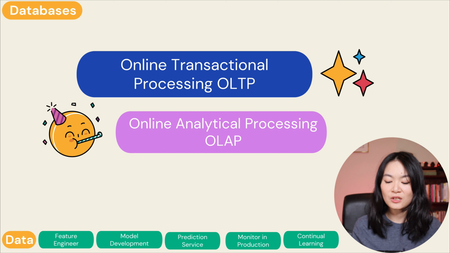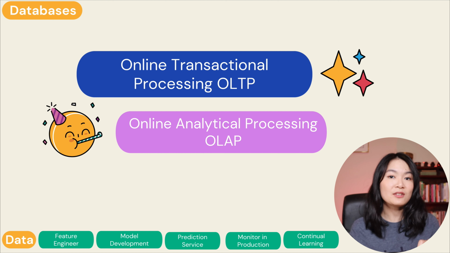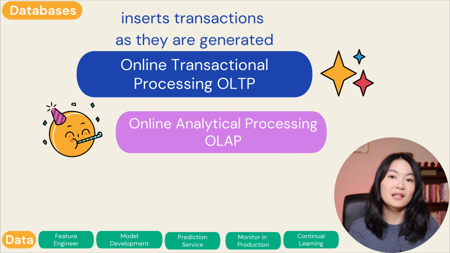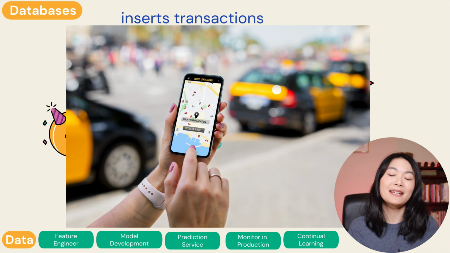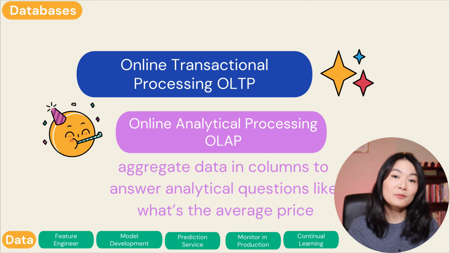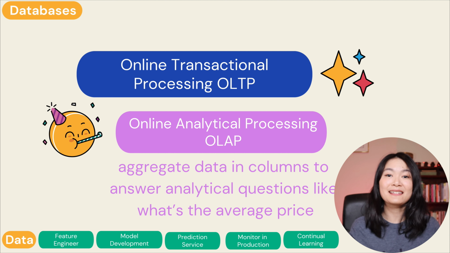This book mentioned two types of workloads that databases are optimized for. The online transactional processing, OLTP, which inserts transactions as they are generated. An example of a transaction can be tweeting or ordering a ride. The online analytical processing, OLAP, is designed to aggregate data in columns to answer analytical questions like what is the average price. Both OLTP and OLAP have become outdated. Today, we have transactional databases that can handle analytical queries.